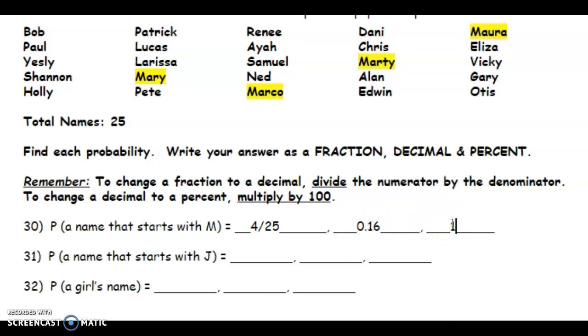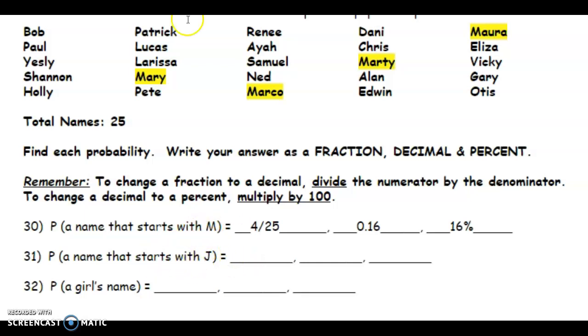So as a percent it is 16%, and you have to put the percent sign there in order to know, because 16 is a number and it's not equal to 0.16, while 16% is equal to 0.16.